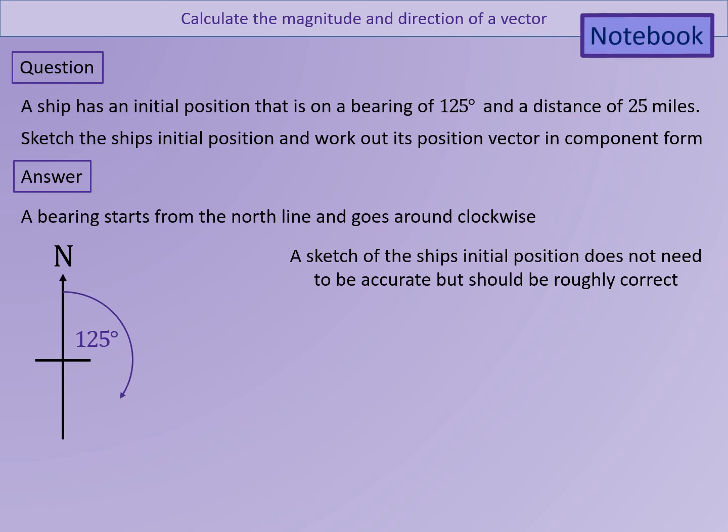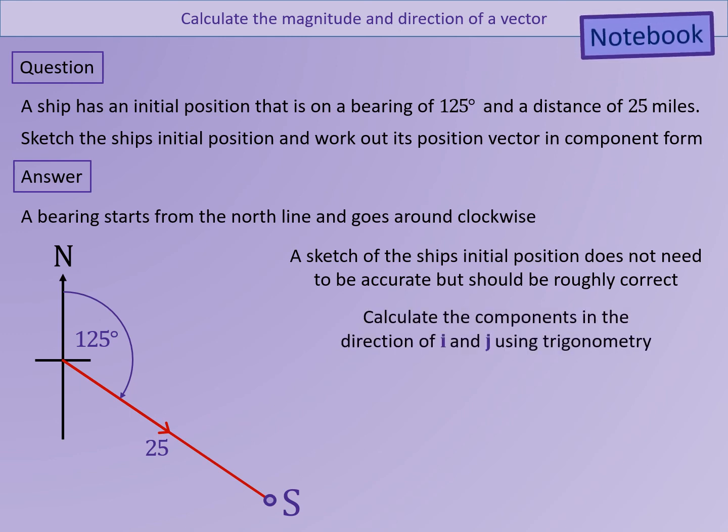Now if we're going to sketch this, we have an angle of 125 degrees. This is our rough sketch to begin with. And here we have a vector that is representing a distance of 25 miles. So S is the position of that ship. If we're going to calculate this in its component form, that means in the i and j form, so this is us working backwards now, going from an angle and a length into its actual vector form.